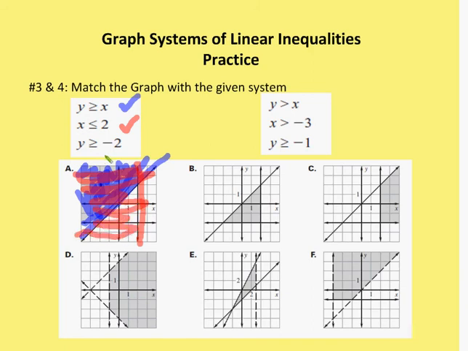Okay? And so we see the commonly shaded area is this blue and red area. And then y is greater than or equal to negative 2. Let's do that in black.